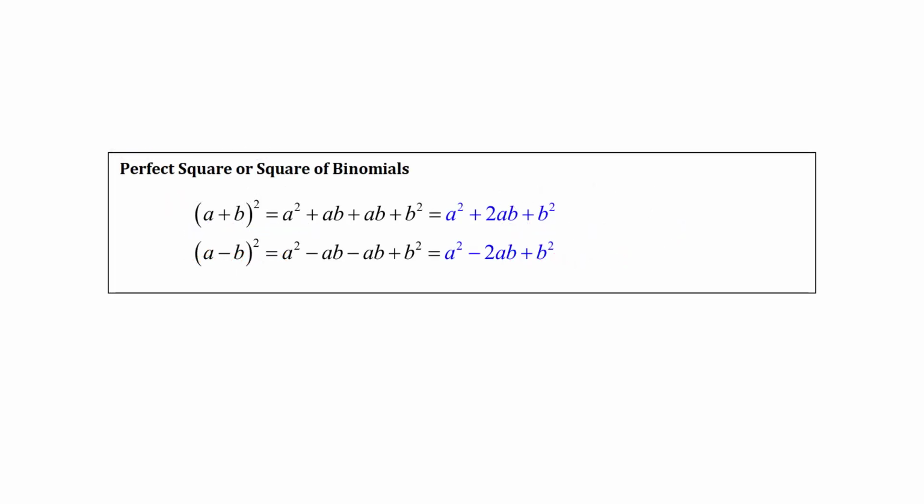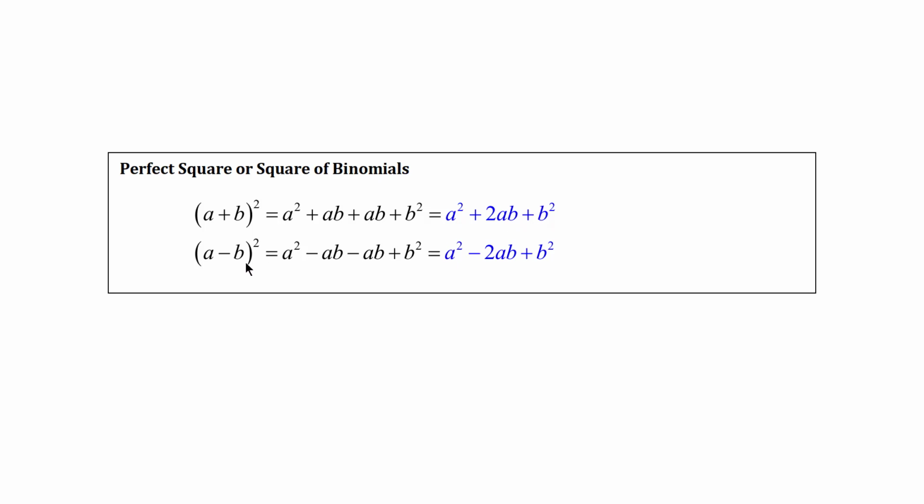Next, we're going to go over a formula which will help us multiply together perfect squares, or the square of binomials. First, we have the square of the binomial a plus b. This is equal to a squared plus ab plus ab plus b squared. After simplifying, this is equal to a squared plus 2ab plus b squared.